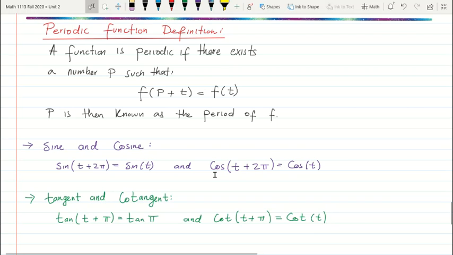And I guess I should have changed the original definition that I gave you here so that it matches what we have, which is t plus p. So now t is the input, but then you're adding p, which is the period here. In this case, it's 2 pi for the functions sine and cosine. Then what about tangent and cotangent? Same thing. You're inputting t, but you're adding pi.